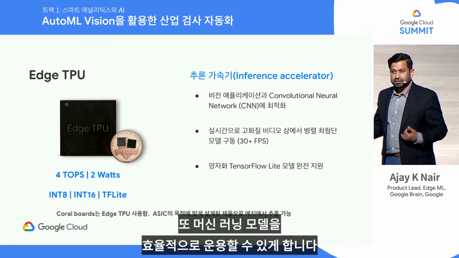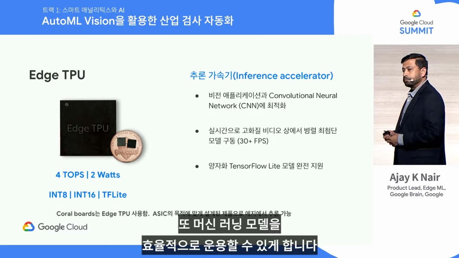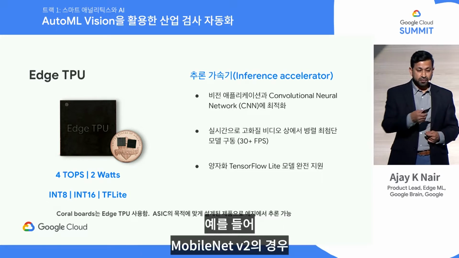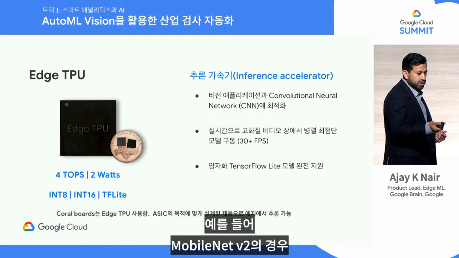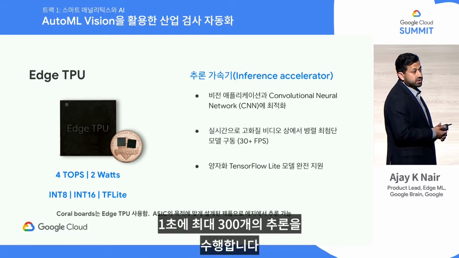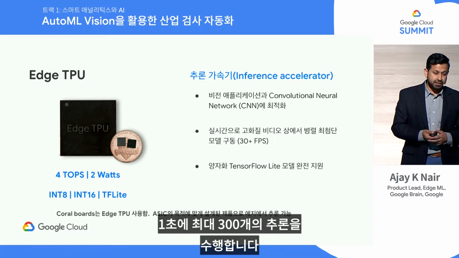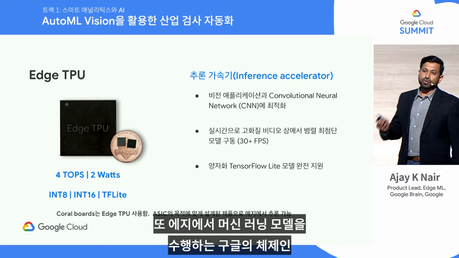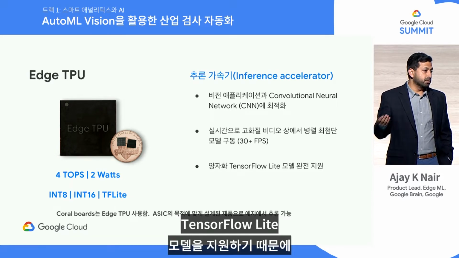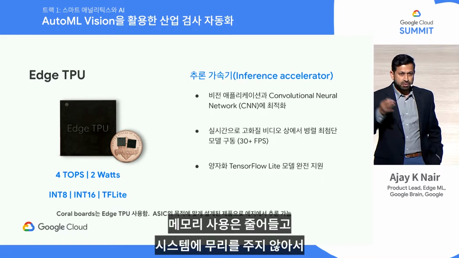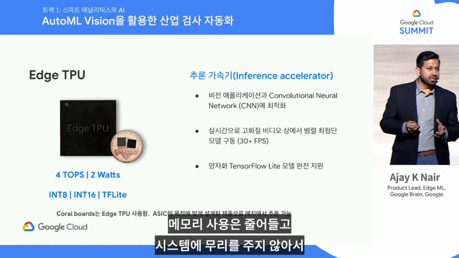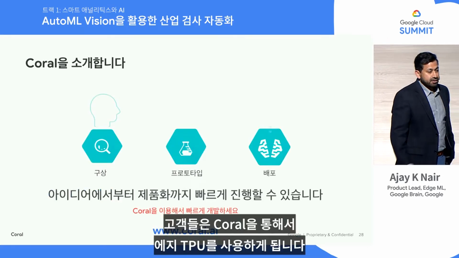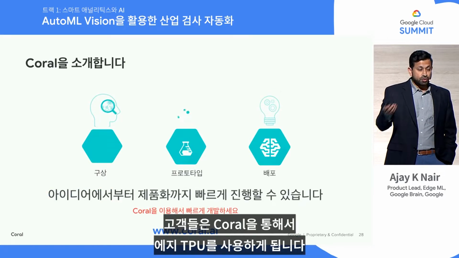And it provides very efficient performance on your machine learning models. For example, for a MobileNet V2, you can easily get up to 300 inferences per second. And we have adopted TensorFlow Lite, which is Google's framework for running machine learning models on edge devices by making them more efficient in terms of the memory footprint as well as the performance needed. The Edge TPU is available to customers through the Coral platform.